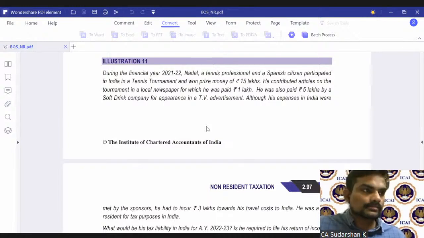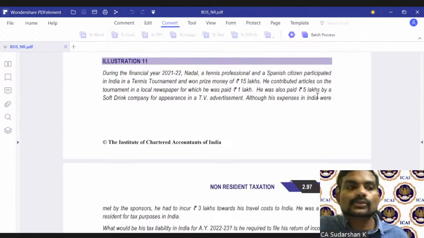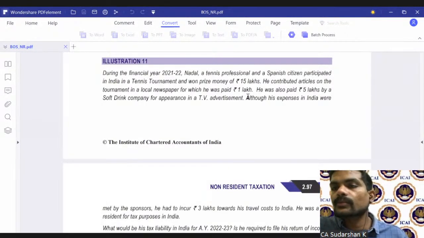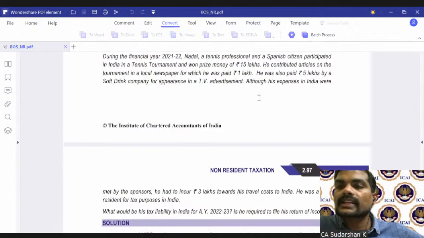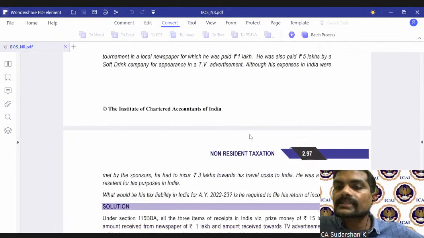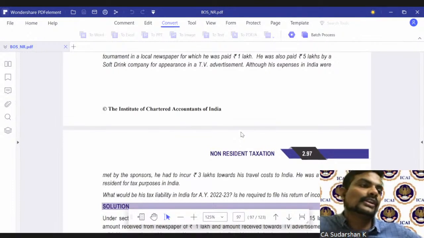If you look at illustration 11, in the financial year 21-22, Nadal, a tennis professional and a Spanish citizen, participated in a tennis tournament and won prize money of 15 lakhs. He also contributed articles for which he was paid 1 lakh. He also got a fee from a soft drink company for appearance in a TV advertisement. Although his expenses in India were met by the sponsors, he had to incur 3 lakhs towards his travel cost to India. He was a non-resident for tax purposes.